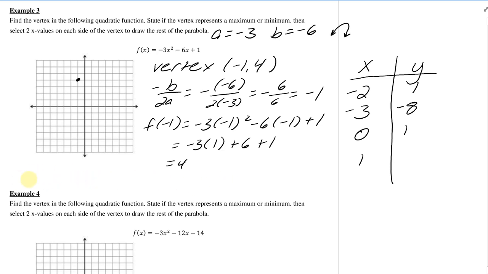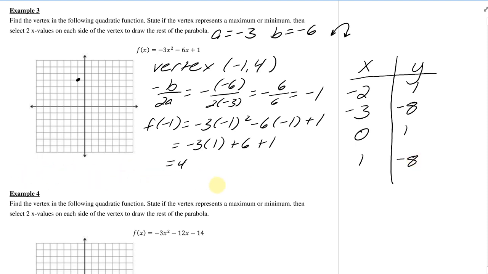So if I've got f of 1, this is -3 times 1 squared minus 6 times 1 plus 1. So this will ultimately equal, once again, -8, because you'll get -9 plus 1, so that equals -8. So there are all my points. Now I just need to graph them.